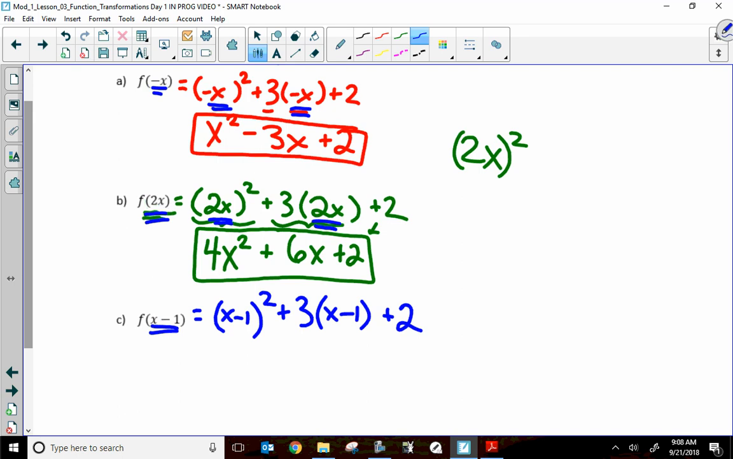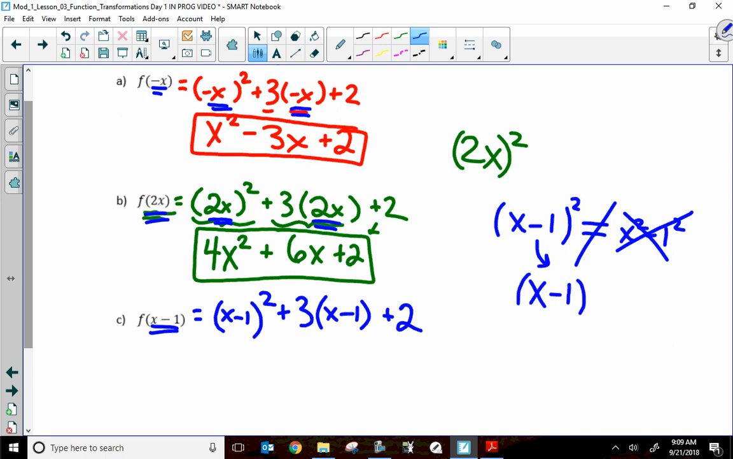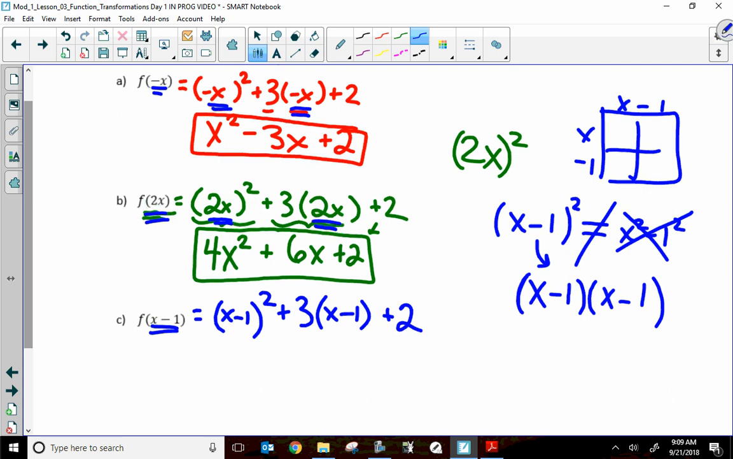All right? Now, here's something that drives me crazy. A lot of students do this. x minus 1 squared is not x squared minus 1 squared. No, stop. When I square something, I need to multiply it by itself, which means I'm going to have to FOIL, or sometimes you do the box method, where you do x minus 1, and you multiply them out and combine like terms. I like to FOIL, meaning x times x is x squared.